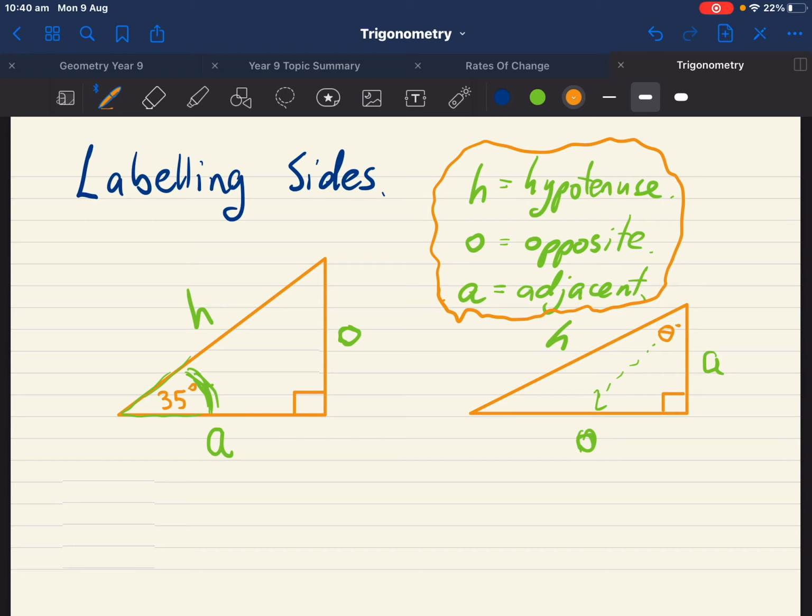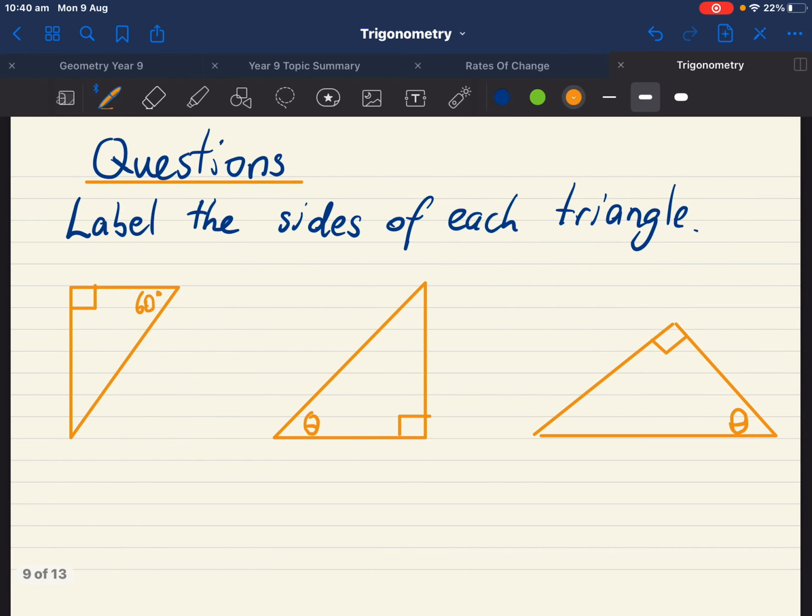All right, once you've got that stuff in your books, let's look on and have a go at some questions yourselves. So what I want you to do is pause the video, copy in the questions, and have a go at labeling the sides of each one of these triangles exactly the same way we did on the previous page.